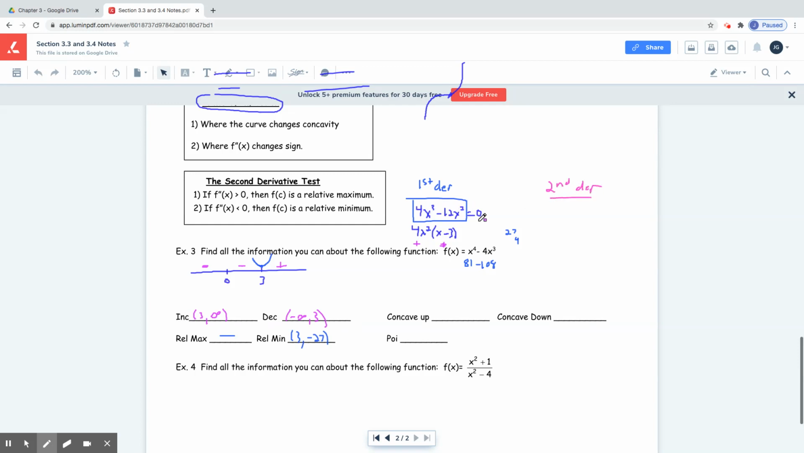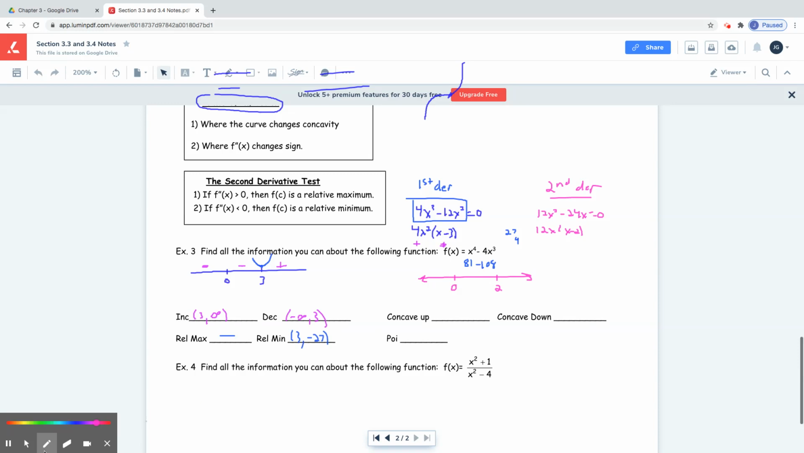So let me take the derivative of the derivative. The derivative of 4x cubed is going to be 12x squared minus 24x. Set it equal to 0. Take out a 12x, I am left with x minus 2. So my critical values for the second derivative, and I'm going to draw a number line, are going to be 0 and 2.